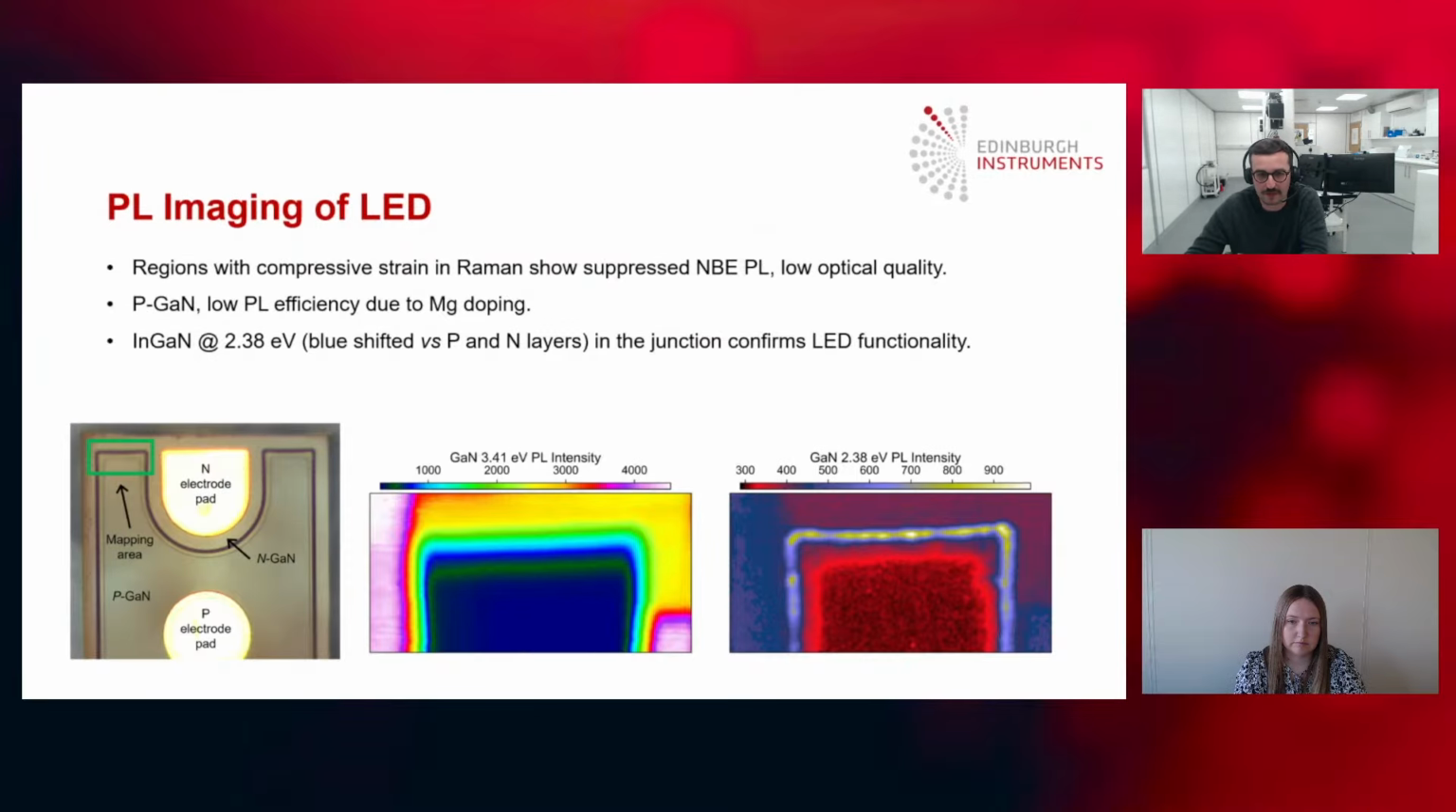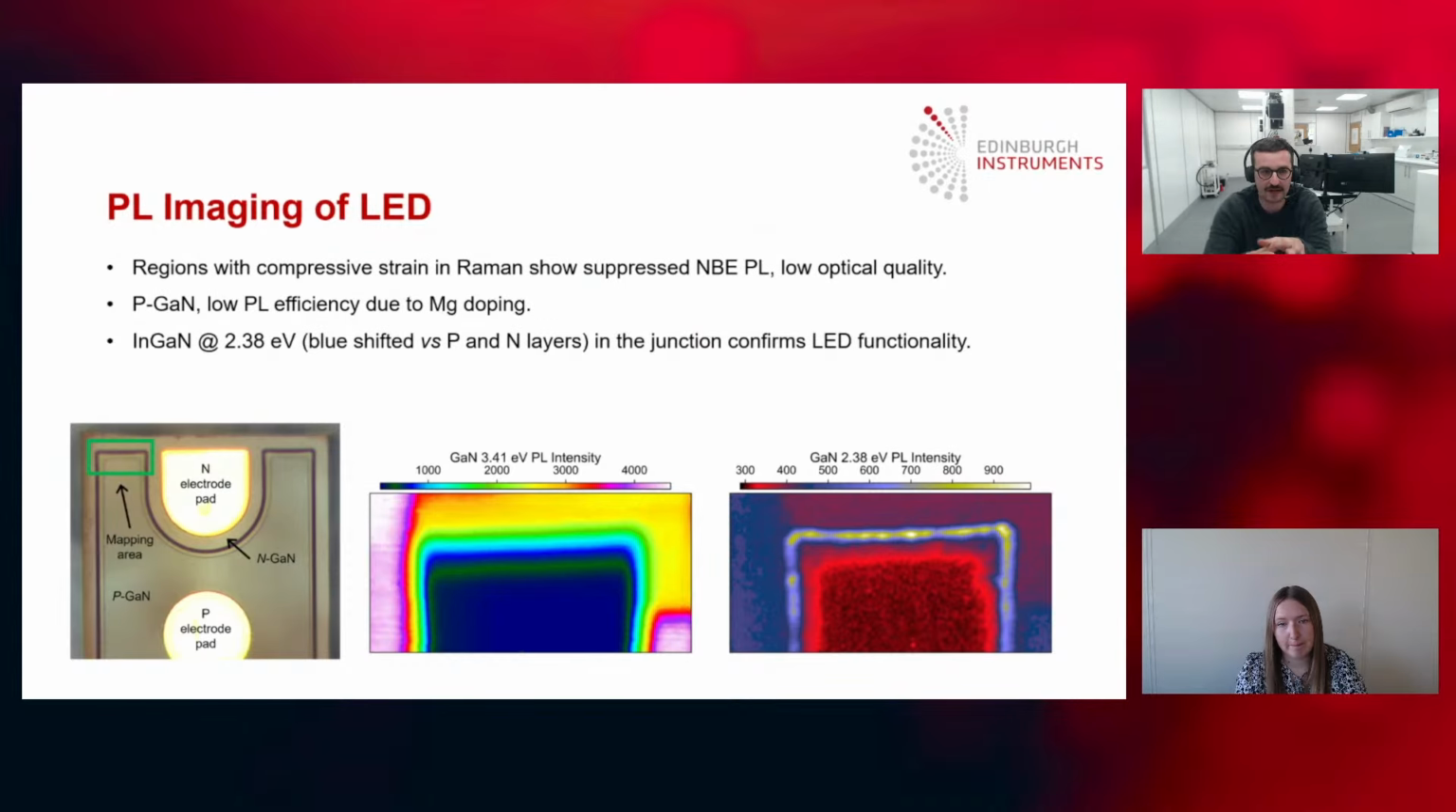When we switch to PL mapping, we get a view of the optical performance. What stands out in the PL map is how the PL intensity varies in direct correspondence with the strain map from Raman. The regions, kind of this top right corner in the yellow, that we just saw were under compressive strain show a really big suppression of the near band edge PL. It means that these strained regions are less efficient at converting charge carriers into light, lowering the overall optical quality of the device. And of course, it's an LED, you do not want any part to have lower optical quality. We can also distinguish the different layers.